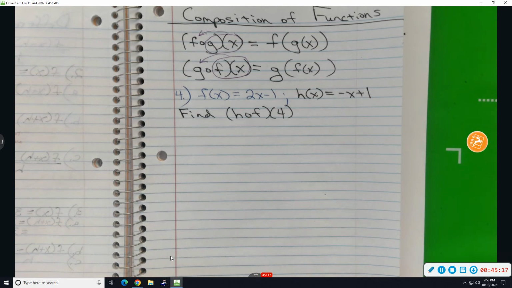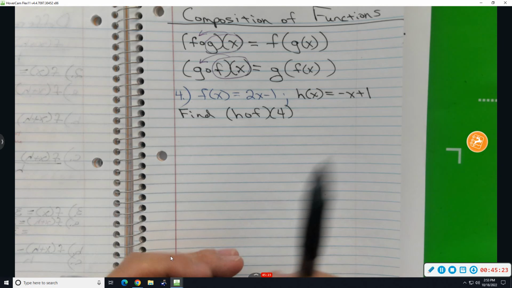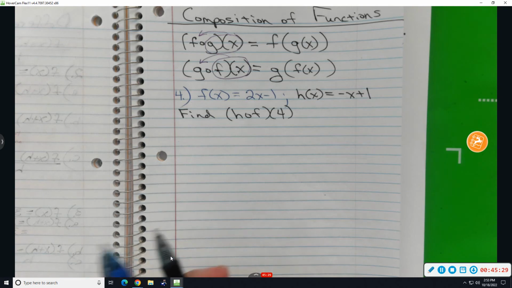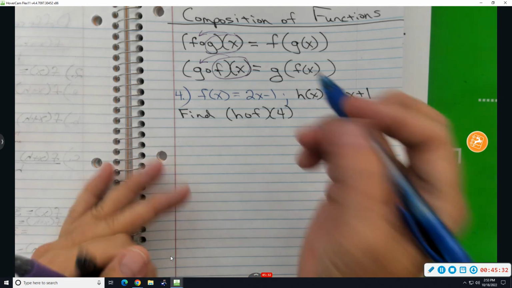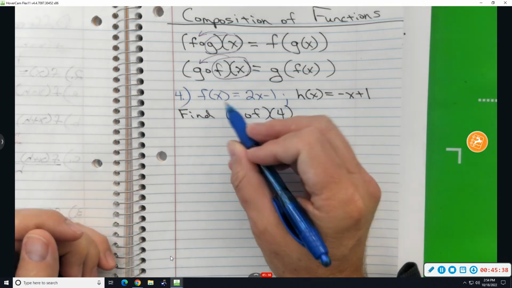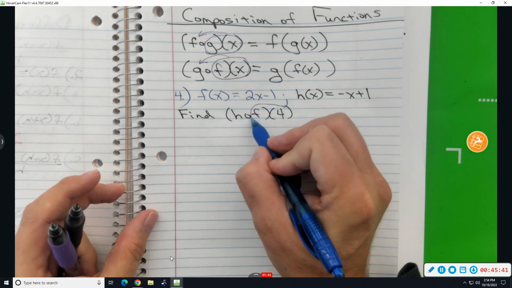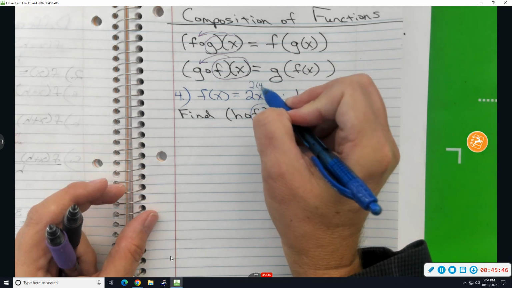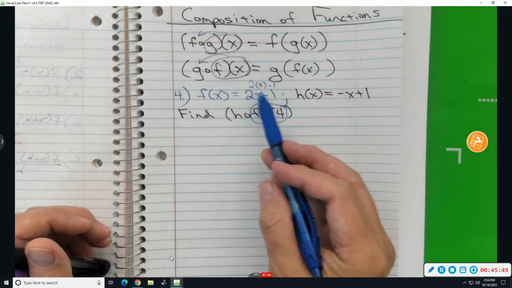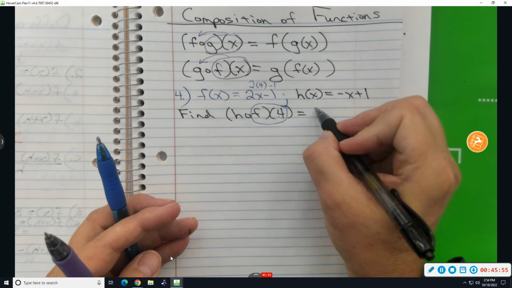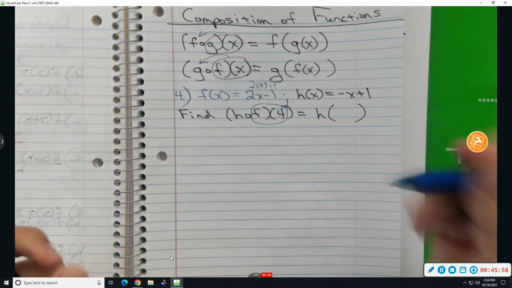So first we replace the x in the F of x with 4. So it'll be 2 times 4 minus 1, which equals 8 minus 1, which equals 7. Okay, so I was following you at the beginning. You said you replace the x in F with 4. You're looking at F of 4. You replace the x with 4, so that's 8 minus 1, which is 7. Now we have H of 7.